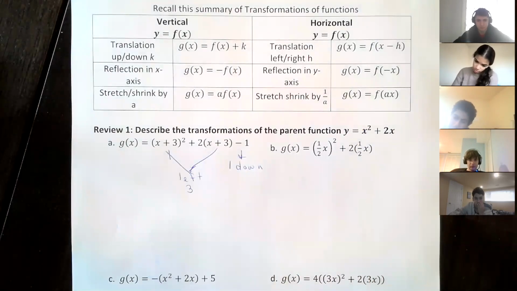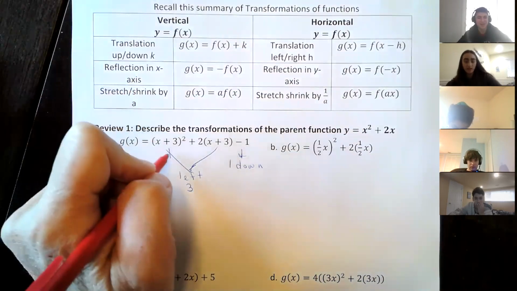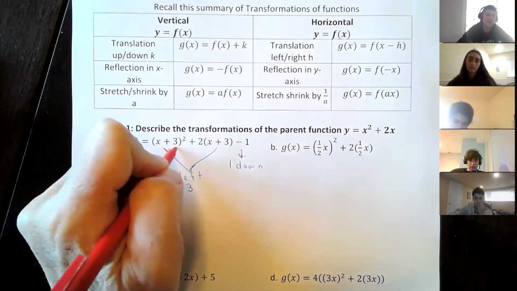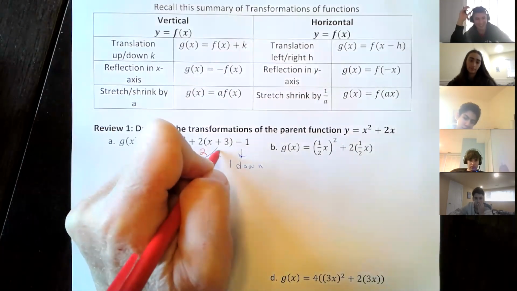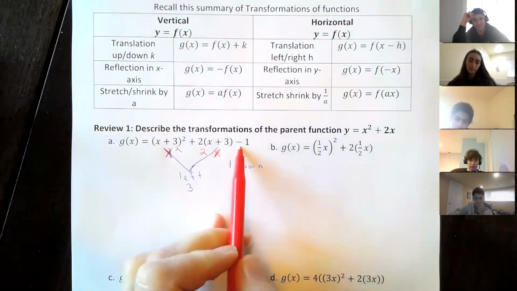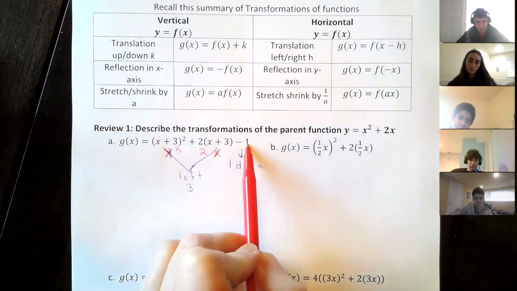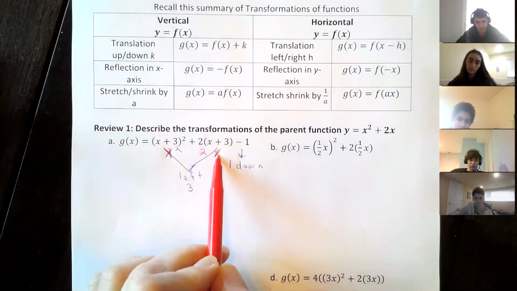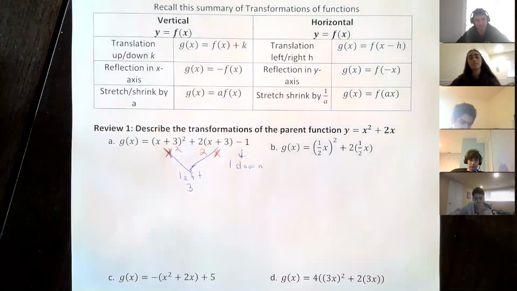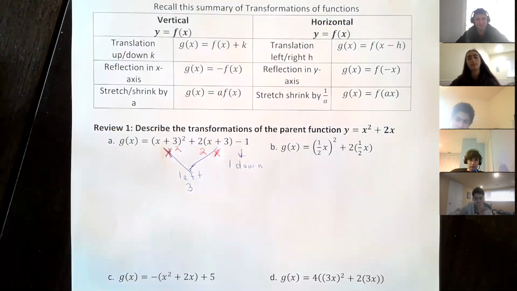B only has 1 transformation. Hey, I'm confused. How did you get 1 down? Oh, okay, I remember. This is the 2x. So the -1 was after the x squared plus 2x. It's moved down 1. And the x has been replaced with x plus 3. Okay, I remember now. I'm glad you asked those questions. That's why we're doing this summary, so you get to do that.